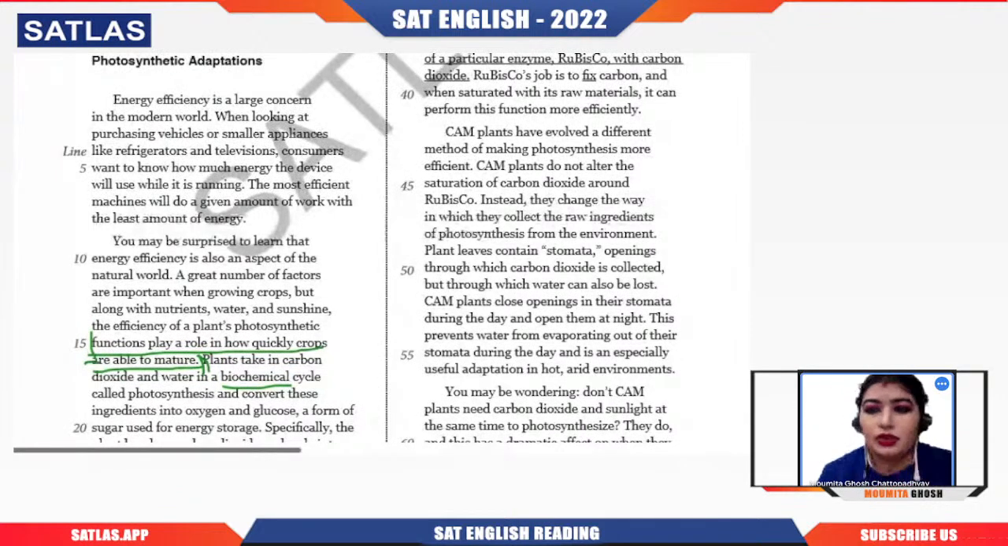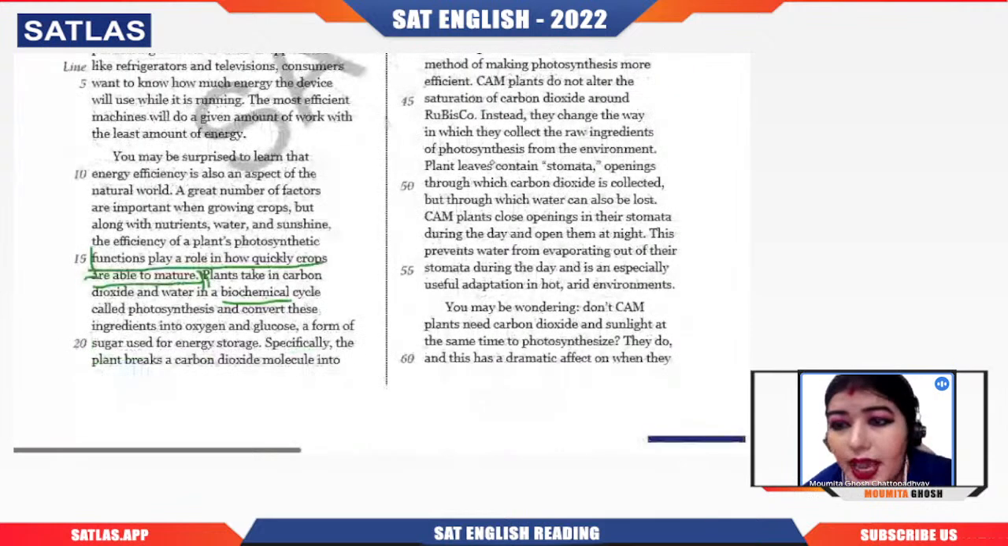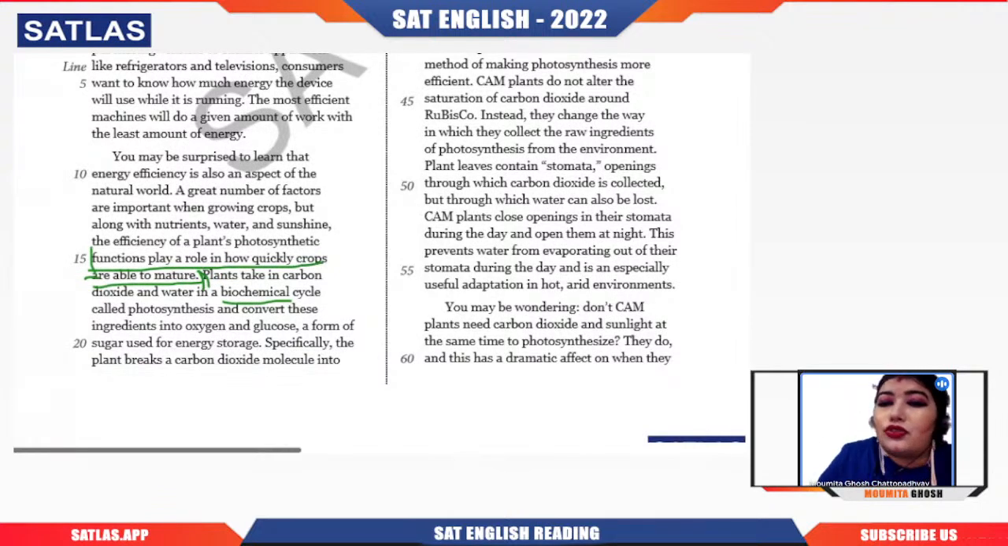CAM plants do not alter the saturation of carbon dioxide around rubisco. Instead, they change the way in which they collect the raw ingredients of photosynthesis from the environment. Plant leaves contain stomata. As I told you, stomata are small openings or pores found in the leaves, openings through which carbon dioxide is collected, but through which water can also be lost.